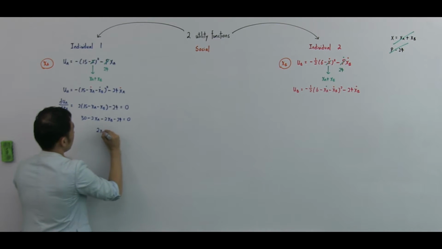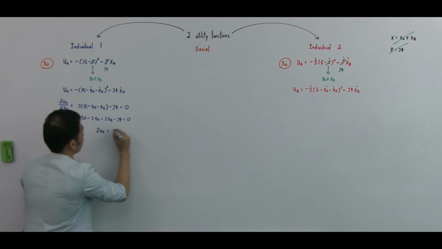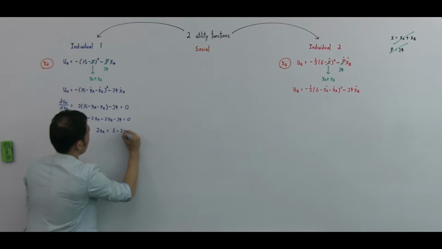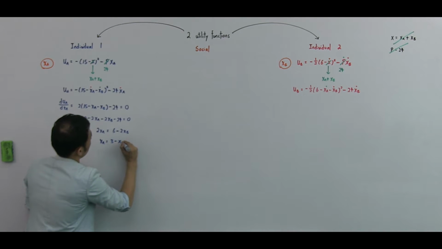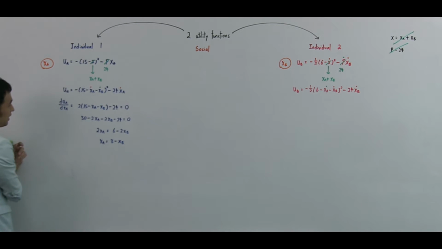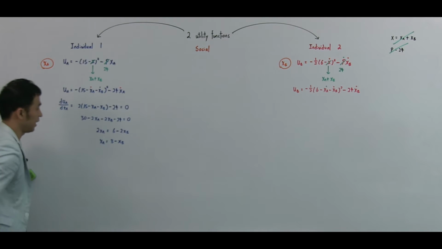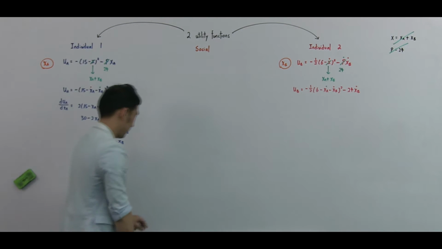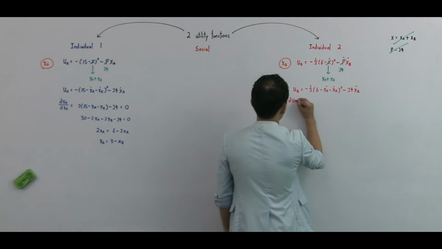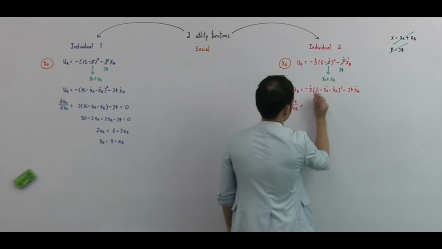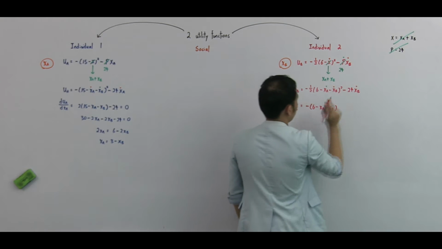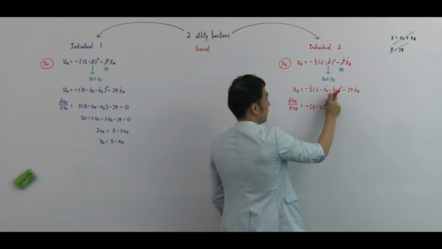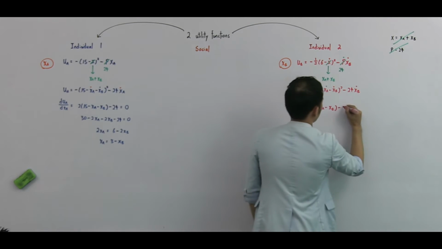Then you'll have 2XA equals 30 minus 24, which is 6, minus 2XB. So XA equals 3 minus XB. All good? Let's go into the other side. Differentiate dUB over dXB. The power 2 becomes 1, differentiate inside, minus XB becomes minus 1, so this thing disappears. Minus 24 equals 0.